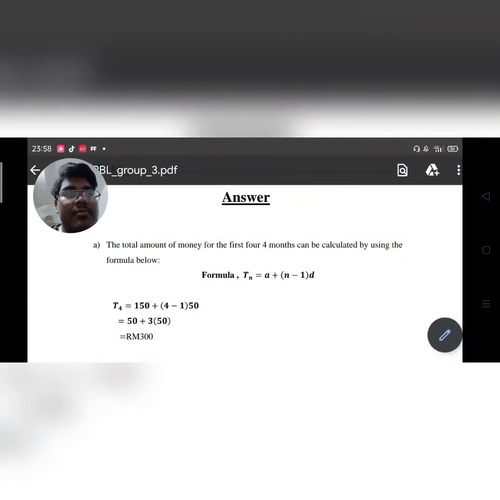To solve this problem, you must use the formula Tn equals A plus bracket n minus 1 times D. T is equal to terms, A is the value of the first term, N is the number of terms, and D is the common difference.